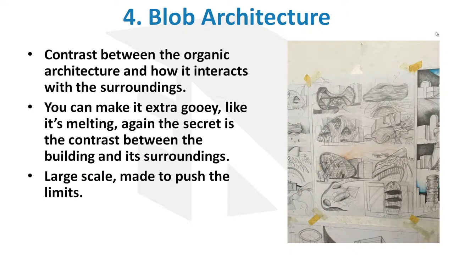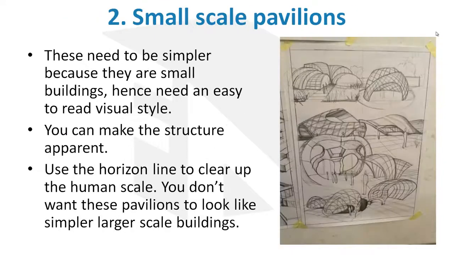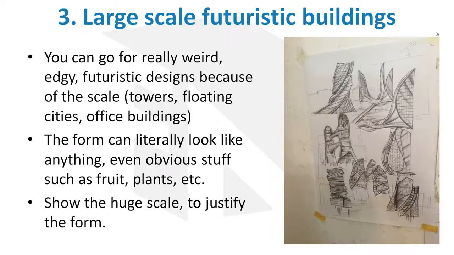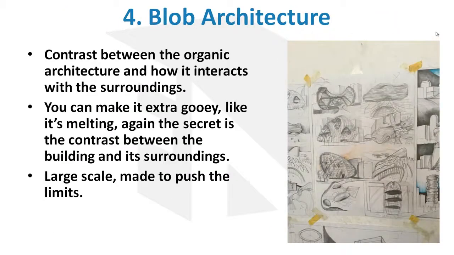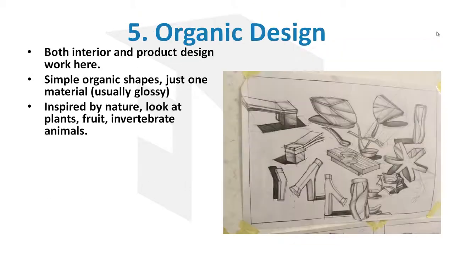So number 4 would be blob architecture. Blob architecture is different from organic architecture because it's really aggressive, and it's basically contrasting normal architecture. So there's a huge contrast between the organic architecture of blob architecture and what happens around it, okay? You can make it look like it's a scoop or like gooey, it's melting. There's this contrast between it and what's happening around it again, and it's large scale. It's pushing the limits, definitely pushing the limits.